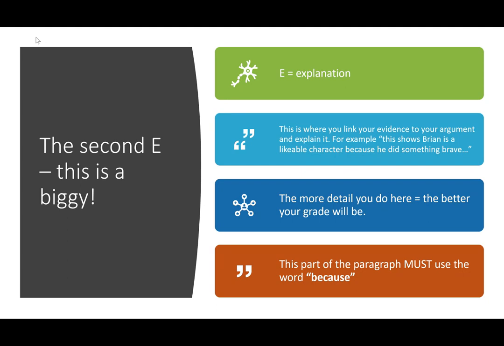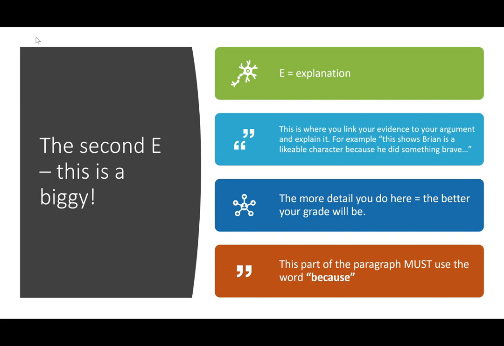So E is for explanation, the second E. This is when you link your evidence to your argument and explain it. For example, you've got your quote, and then you would go, this shows Brian is a likable character because he did something brave. So I've linked to the second part of the question, and I'm just starting to explain it. So you link to your evidence. You state what your evidence shows, and then you explain how it shows it. The more detail that you do here, the better your grade will be.